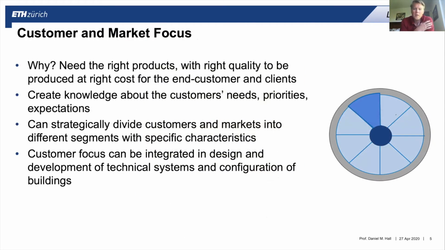But let me jump back to this idea of customer and market focus. This is a little bit unique to industrialized construction when compared to the rest of AEC. Industrialized construction is really defined by having a clear understanding of customer and market focus. Why is that? If you're going to invest in high-end, design to production processes and factories and supply chain, you need to be sure that you're building the right products. You need to make sure you're building at the right quality to be produced at the right cost for the end customer and the clients. It's because you're making these high-end investments that this is necessary.